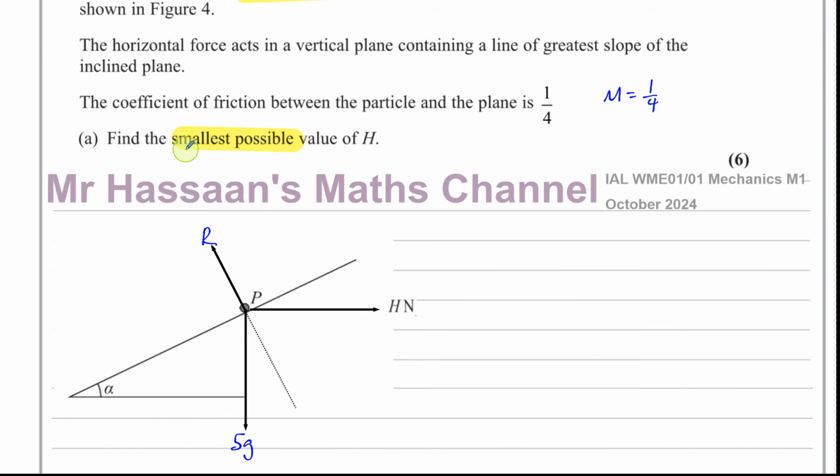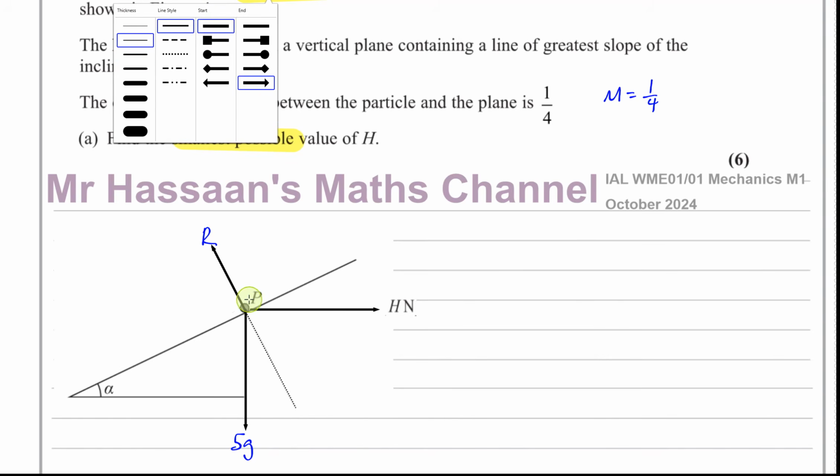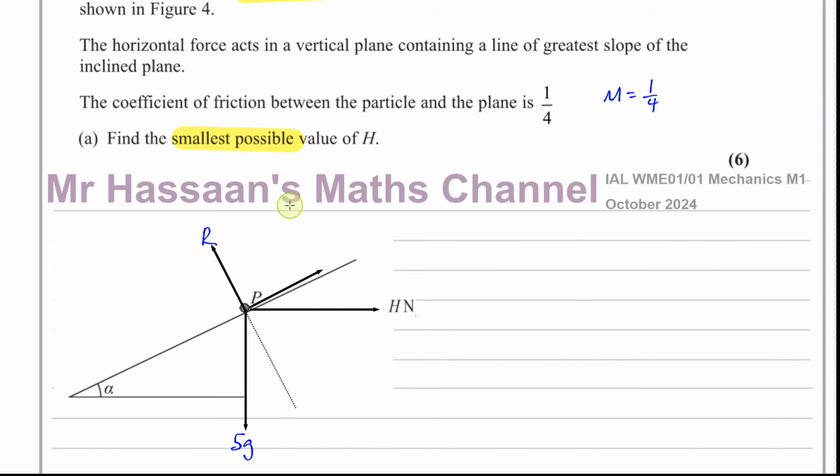So this is the case that we first mentioned, the smallest possible value of H. This thing is just about to slide down. If we reduce H any more than this minimum value, P is going to slide down. So if it's on the point of sliding down, the frictional force is going to be acting up the plane. Because it's on the point of sliding, we'll have achieved F max. F max is achieved when the object is moving or it's on the point of moving.